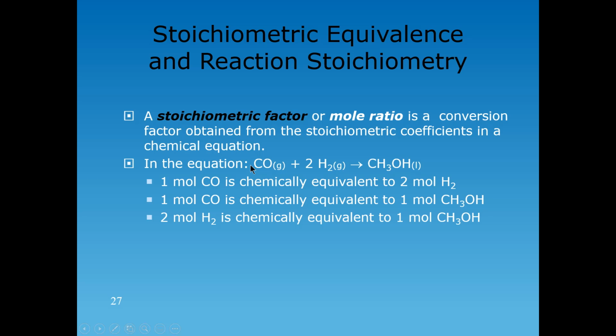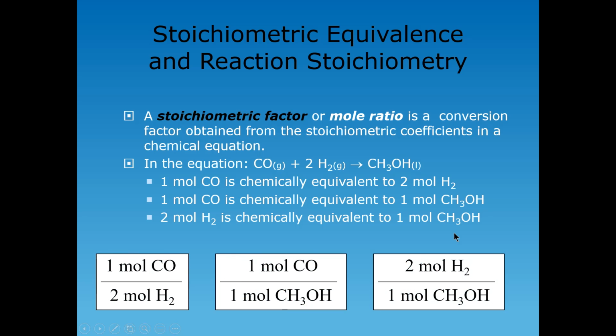There's a coefficient of 1 for the carbon monoxide, a coefficient of 2 for the hydrogen, and a coefficient of 1 for the methanol. So we can establish a mole ratio between any two of these substances involved as either reactants or products. So for example, as stated here, based on the balanced equation, 1 mole of carbon monoxide is chemically equivalent to 2 moles of hydrogen. We can also say that 1 mole of carbon monoxide is equivalent, chemically speaking, to 1 mole of methanol. And finally, we can say that 2 moles of hydrogen is chemically equivalent to 1 mole of methanol.